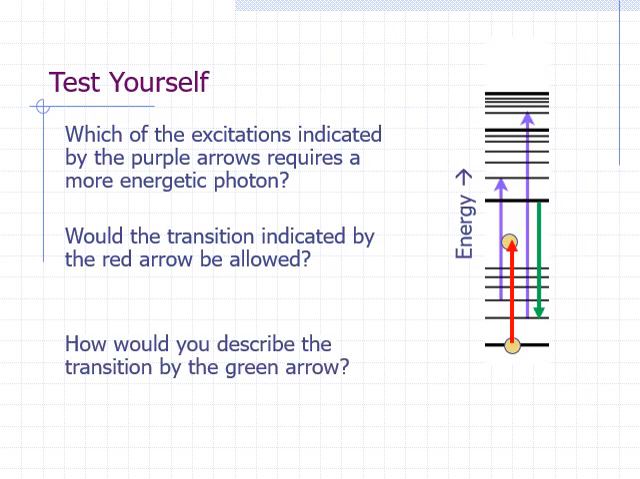How would you describe the transition indicated by the green arrow? This involves a molecule losing energy. Since the transition takes the molecule from one allowed energy level to another, it would lead to the emission of a photon. The energy of the photon would be equal to the energy difference between the levels.